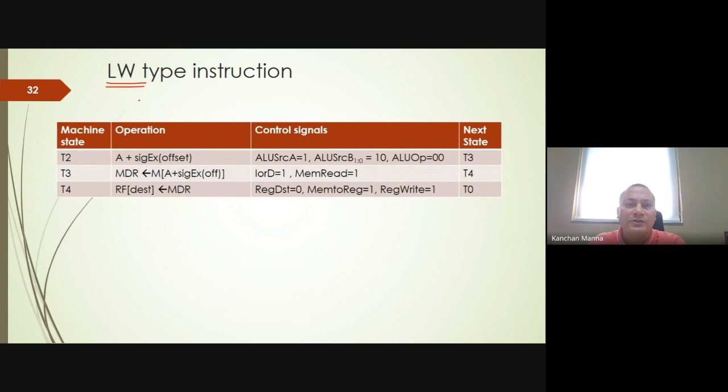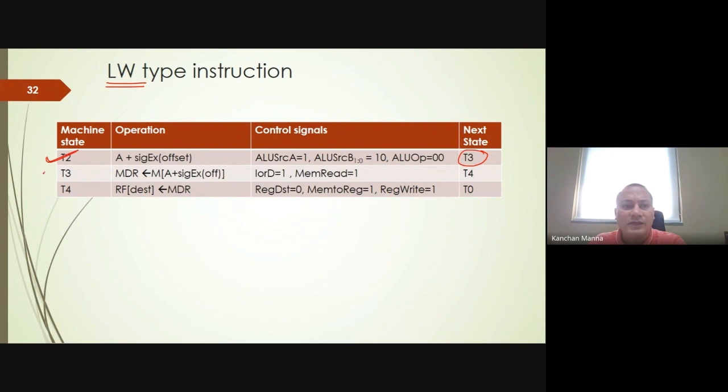In the LW, we are calculating the effective address in the third stage, the T2 stage. To perform that action, we have to activate these signals like this, and then we are saying go to the T3 state. If you go to the data path, you can see which signals have to be activated during the calculation of the effective address. I hope you got this idea, right?